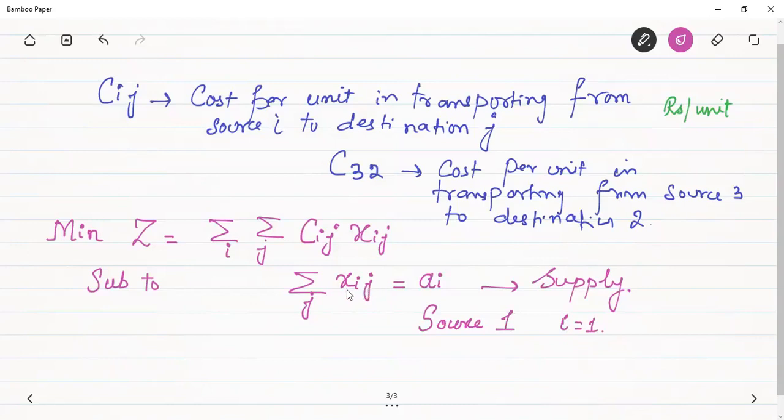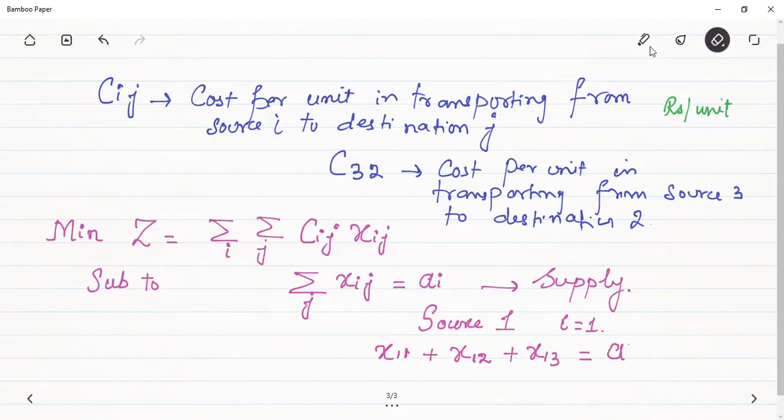And J can take the values of 1, 2, and 3. I am talking about a particular source, source 1. For source 1, I is equal to 1. Source 1 से कहां जा सकता है? Destination 1, destination 2, destination 3. Therefore, J can take the values of 1, 2, and 3. If I expand this constraint, it means that x11, the number of units transported from 1 to 1, plus the number of units transported from 1 to 2, plus the number of units transported from 1 to 3, should be equal to what? इसके बराबर होना चाहिए A1.